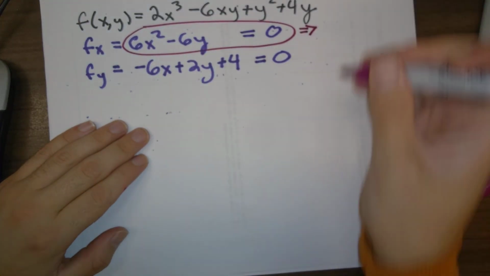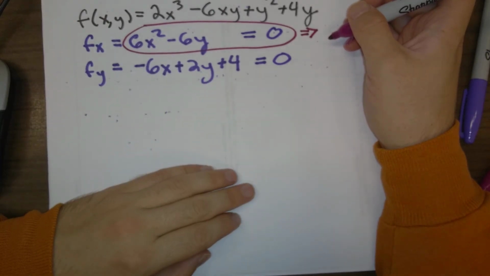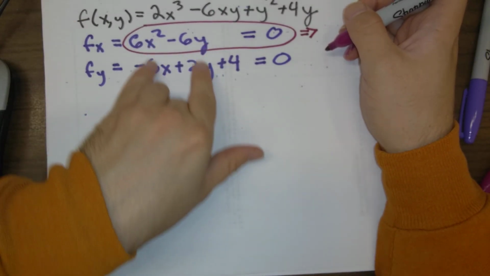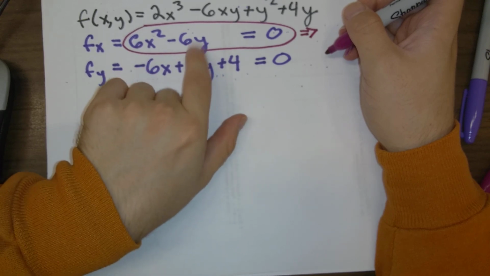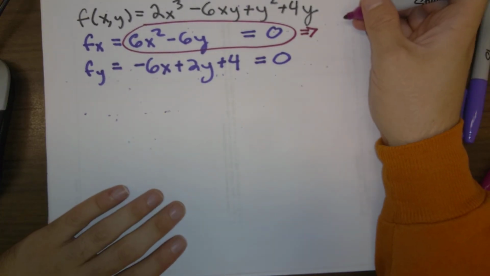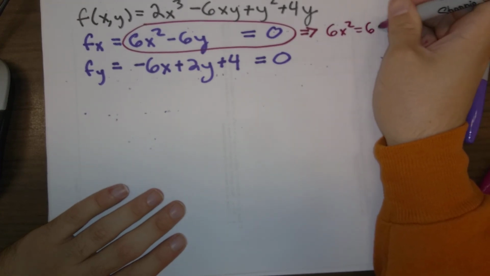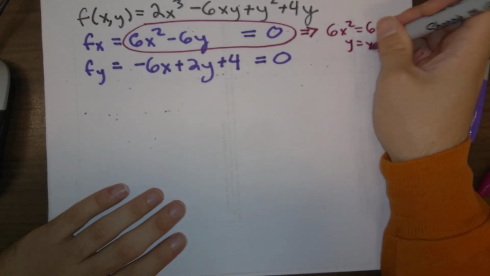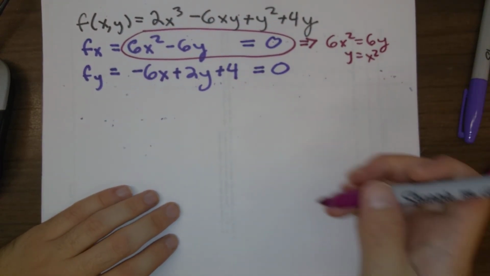We need to solve this system of two equations. Note that this is not the nice easy case because we have x's and y's in both equations. So we'll start with the first equation, 6x squared minus 6y is equal to 0. That's 6x squared is equal to 6y, so y is equal to x squared.